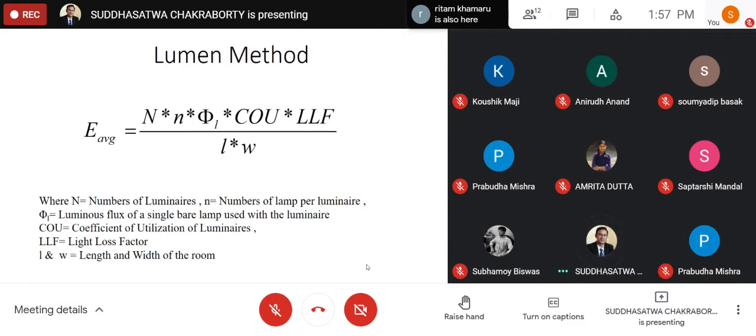No. The first question that should come to your mind is: what is the purpose of this room? What should be the application of this room? Whether it will be a meeting room, a classroom, a library, or a drawing room. I need to know the specific utility of the room, and based upon that you have to decide what light level is required.